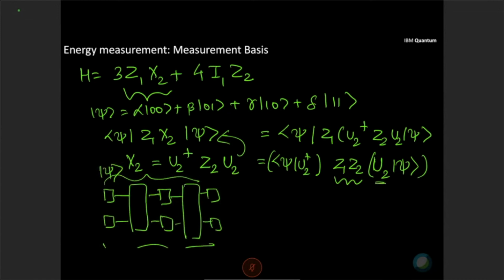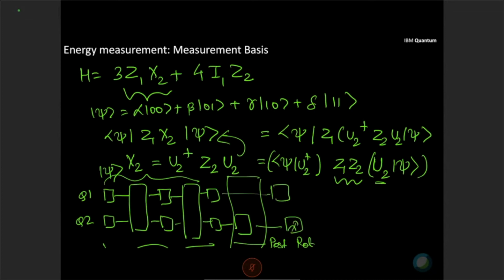Now we're going to basically add on a U2 on just qubit 2. So this was qubit 1, qubit 2. And this is basically a post-rotation. And then we can measure again. So many of you might know the identity that X is equal to HZH, right? So this is basically just a Hadamard in this case.